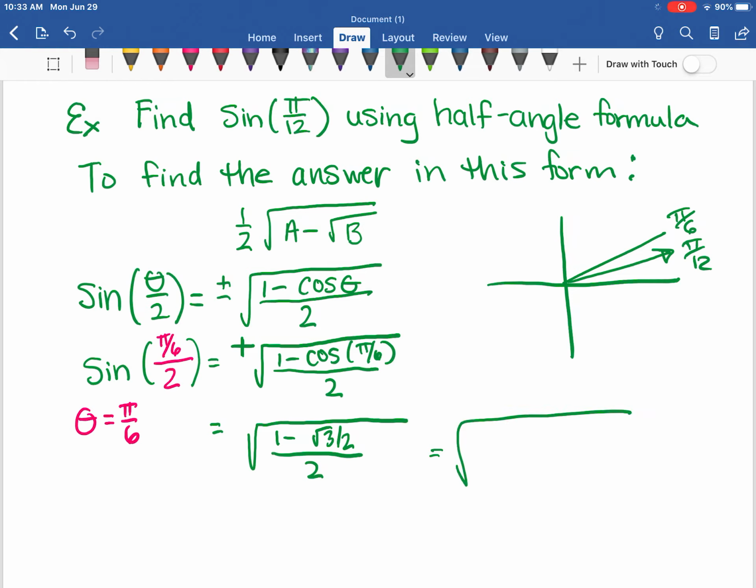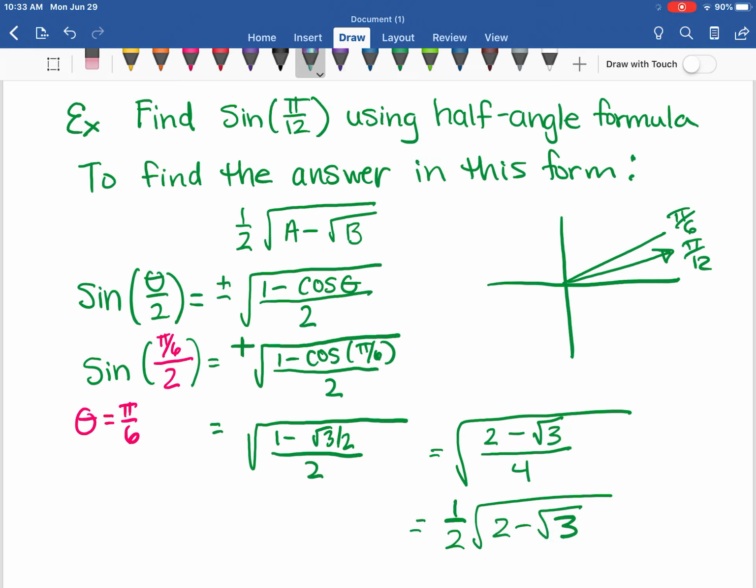So if I take 1 times 2, that gives me 2. The square root of 3 over 2 times 2 just leaves me with the square root of 3. And 2 times 2 in the denominator will give me 4. Then the last step is I can take out the 1/4 because the square root of 1/4 is 1/2. I can pull that out in front, and I'm left with 2 minus the square root of 3.